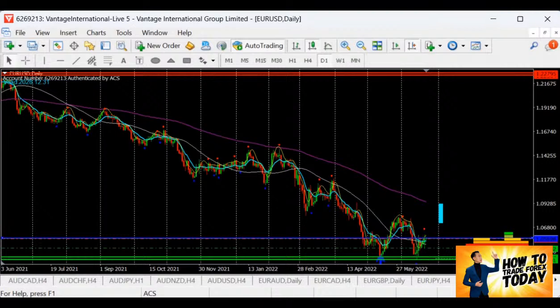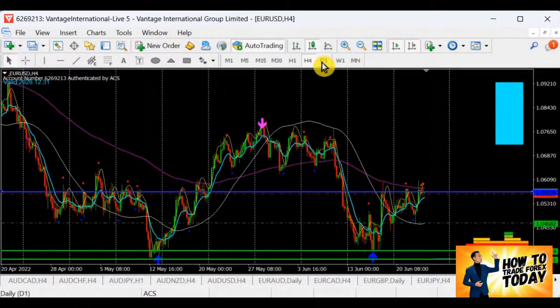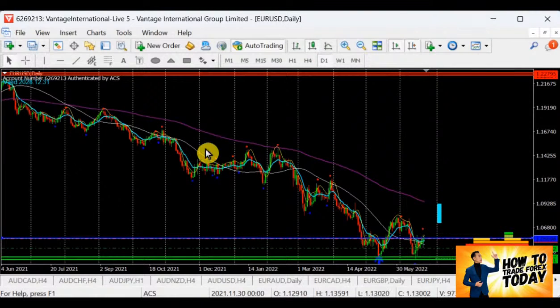Euro dollar. Okay, let's take a look. Euro dollar has been running in the bear, in the bear. Correct? Retest again. We are still in the bear.